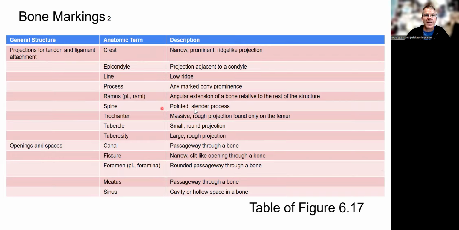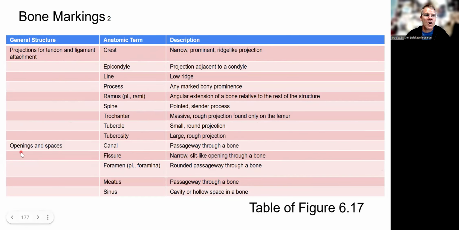A spine is a pointed, slender process. A trochanter is a massive, rough projection found only on the femur. A tubercle is a small, round projection. And a tuberosity is a large, rough projection, right? So these are projections. They stick out of the bone as opposed to depressions that come in.